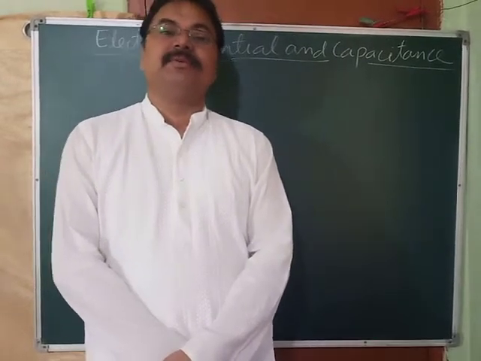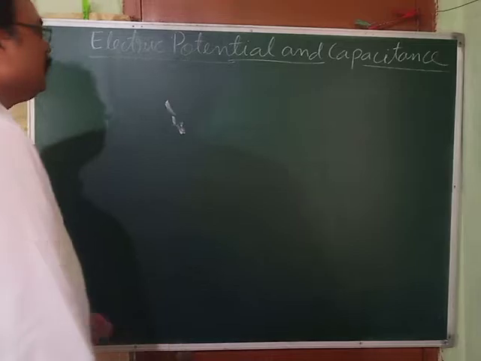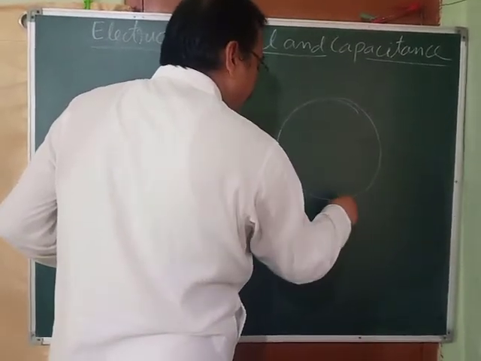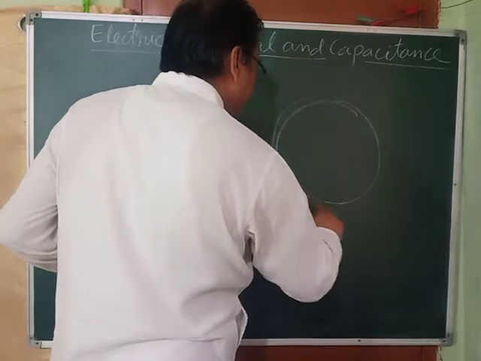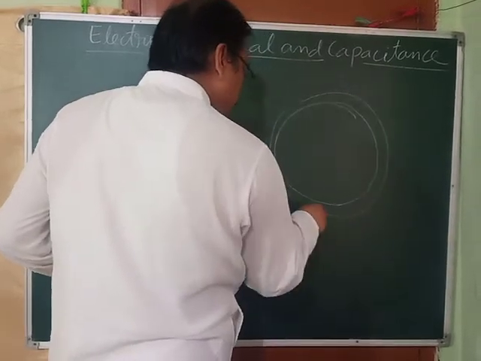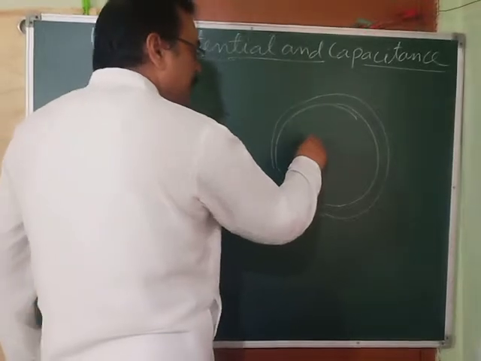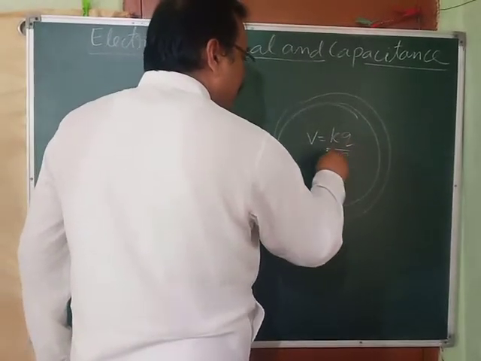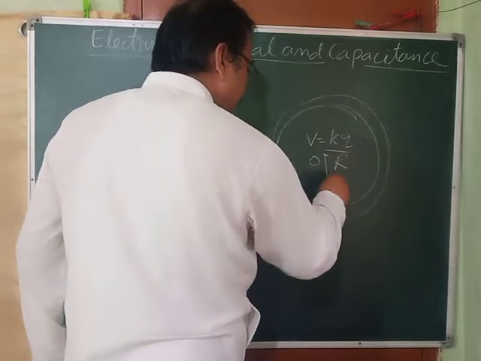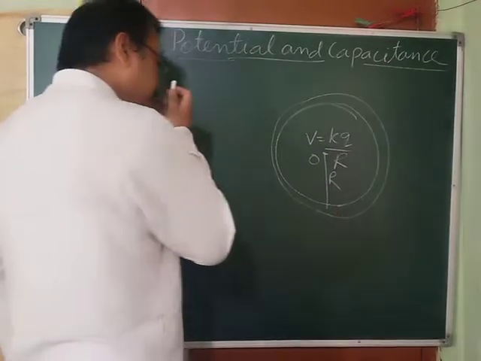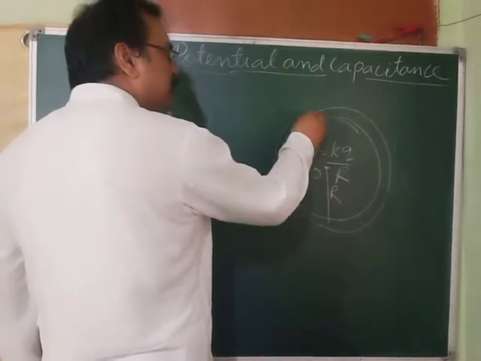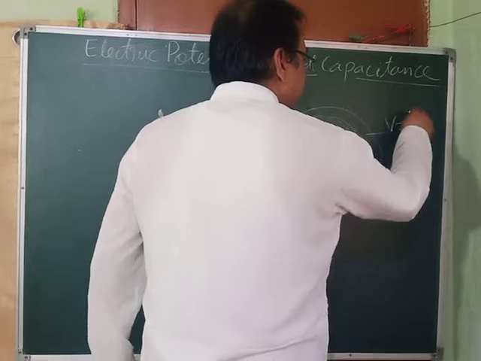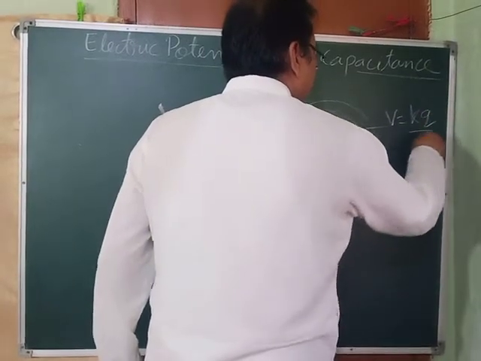Okay, see, this is a thin uniformly charged spherical shell. We have seen that the potential inside is V equals KQ upon capital R, where this is the center O and this is the radius R. And this is the potential at the surface also. At the surface also, the potential is V equals KQ by capital R.